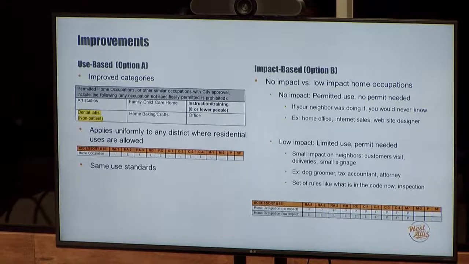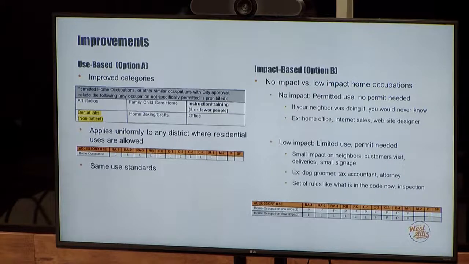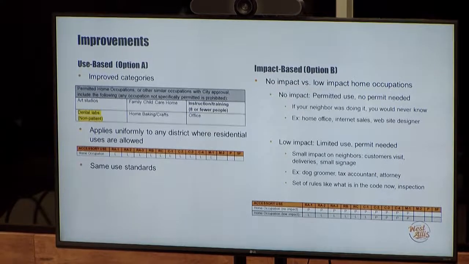Low-impact uses, for example, and these are just hypotheticals, like dog groomers, tax accountants, attorneys. There would also be a set of rules, like what's in the code right now, that would govern those low-impact uses. And then on the bottom, that's just the accessory use, where you have the zoning districts across the top, and the no-impact uses would be permitted by right, and the low-impact uses would be limited uses where they're allowed, but you need to meet these standards.